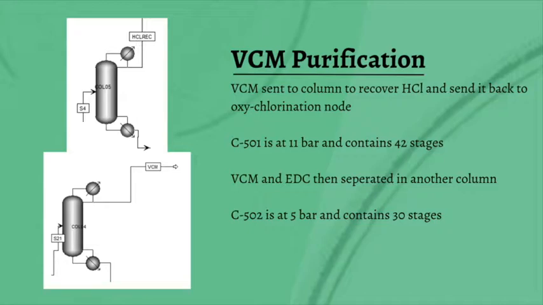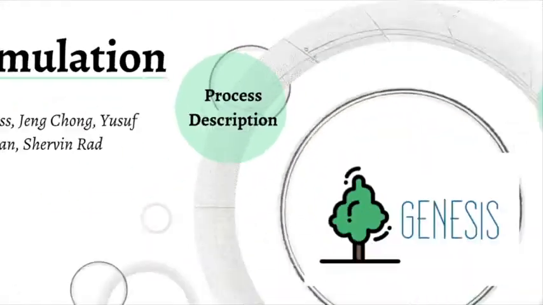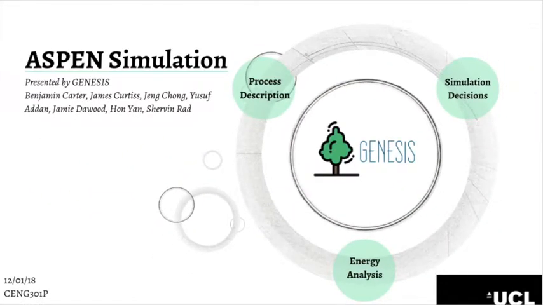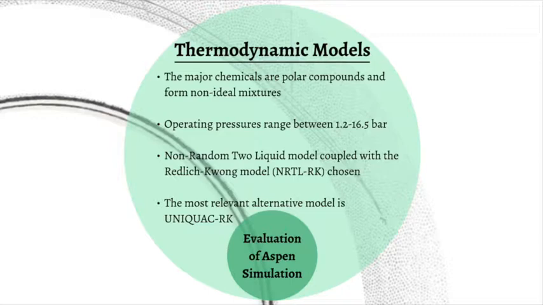Crude VCM enters column C501, containing 42 stages at 11 bar, where HCl is recovered in the distillate and sent back to oxychlorination. VCM and EDC pass to C502, containing 30 stages at 5 bar. Pure EDC leaves the bottom of the column and is recycled back to pyrolysis, while pure VCM leaves in the distillate for sale.